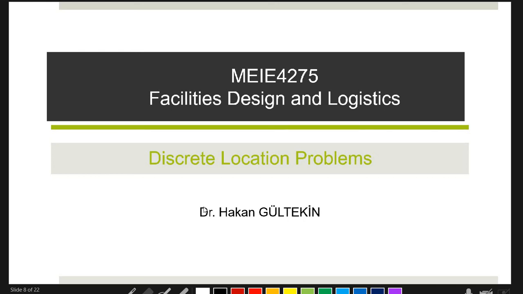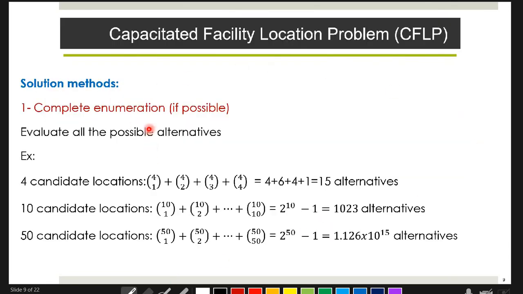Welcome back. So we continue our discussion on solution methods that can be used for discrete location models, which we formulate as mixed integer programming formulations. In our previous lecture, if you remember, we talked about complete enumeration solution method, which simply means trying all possible alternatives, and we concluded that the total number of alternatives that you need to evaluate increases very rapidly with the number of candidate locations.